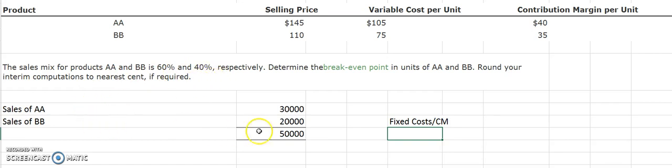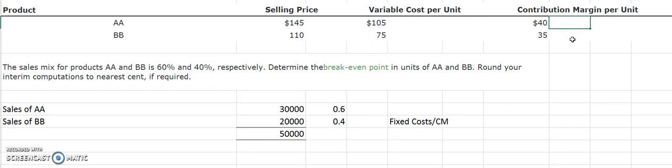They don't always give that to you, so I want to show you how you would calculate it if they didn't tell you that. They could have said, hey, our sales for AA are 30,000. Our sales for BB are 20,000. If you add those two together, sales of AA and BB, to get a percent of each, you would take the sales of AA divided by total, and you would see that it's 60%. Then you would say the sales of BB divided by total, and you would see that that's 40%. So if they just told you what the sales of each product are, you can still get your sales mix percent, which is what you need.